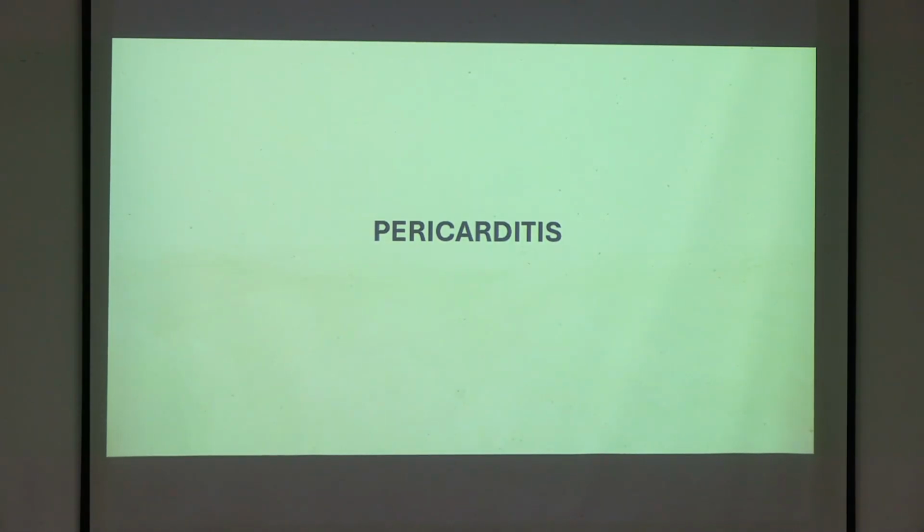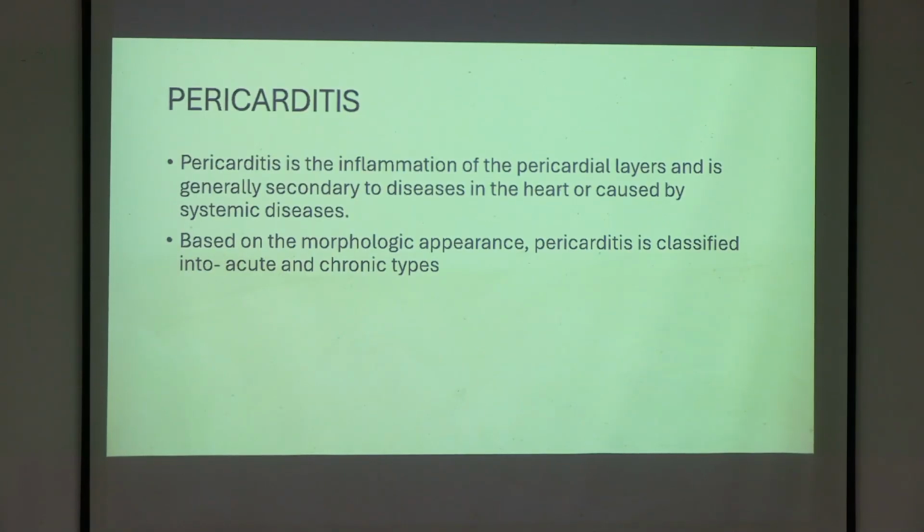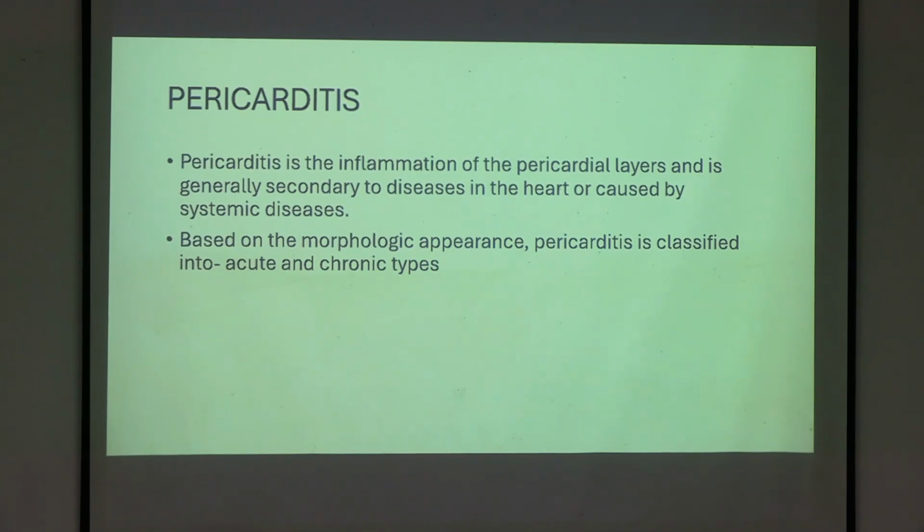Inflammation of the pericardium, okay? It is the inflammation of the pericardial layers and is generally secondary to disease in the heart or caused by systemic diseases, okay? Based on the morphologic appearance, pericarditis is classified into acute and chronic types.